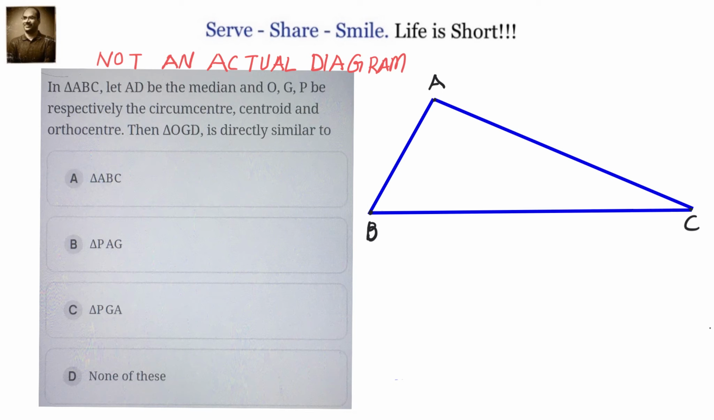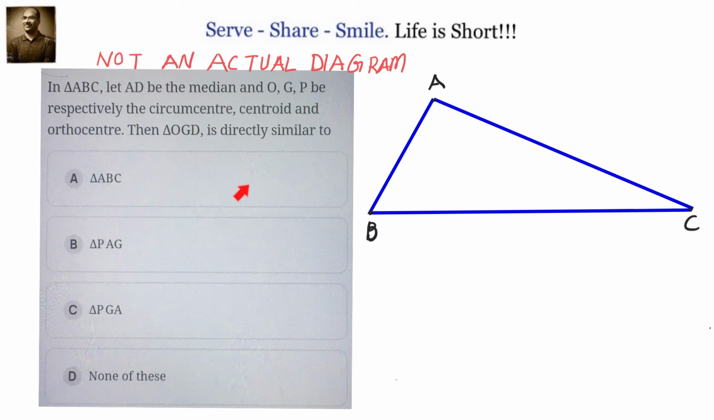Let us look at this interesting problem related to coordinate geometry, straight lines. In triangle ABC, let AD be the median and O, G, P be respectively the circumcenter, centroid and orthocenter. So O is circumcenter, G is centroid and P is the orthocenter. Then triangle OGD is directly similar to which triangle?